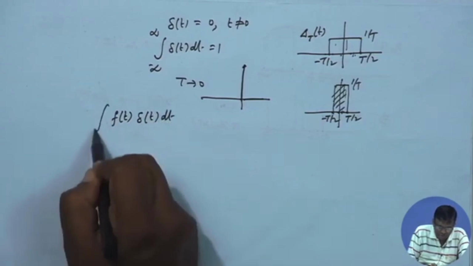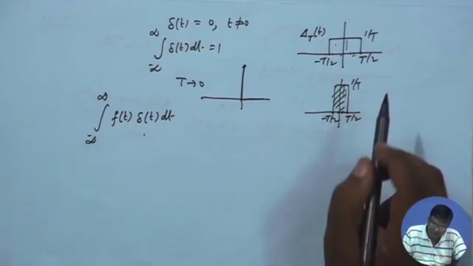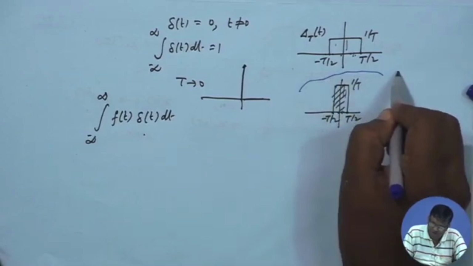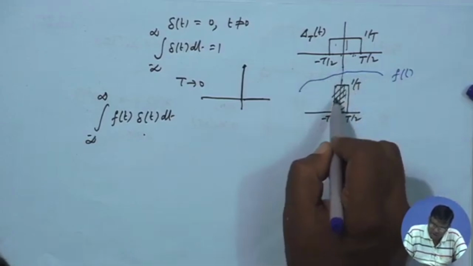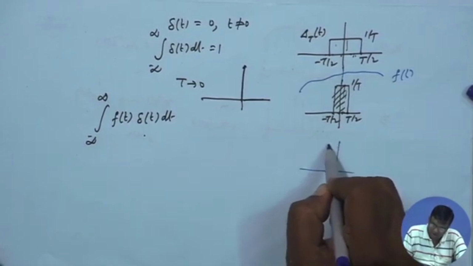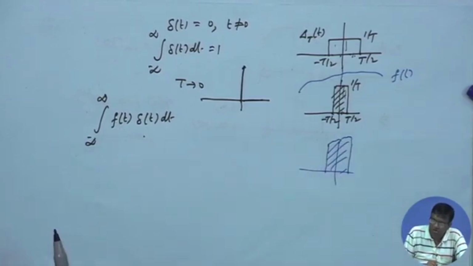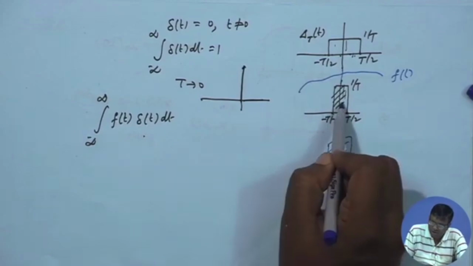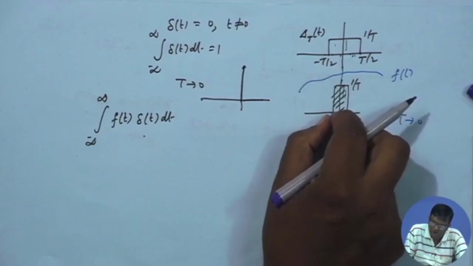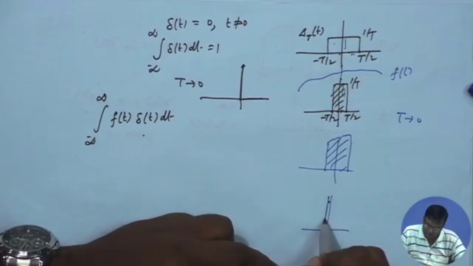It has another property. If I have another function say f t, then f t times delta t, if you integrate, what will you get? Suppose I have got an f t and you have got this function. If you multiply, you will get something like this, and then the integral, you will get something. But this is not delta t. In order to make delta t, slowly I will make this T go to 0, it will become narrower and narrower. Suppose this is very narrow.